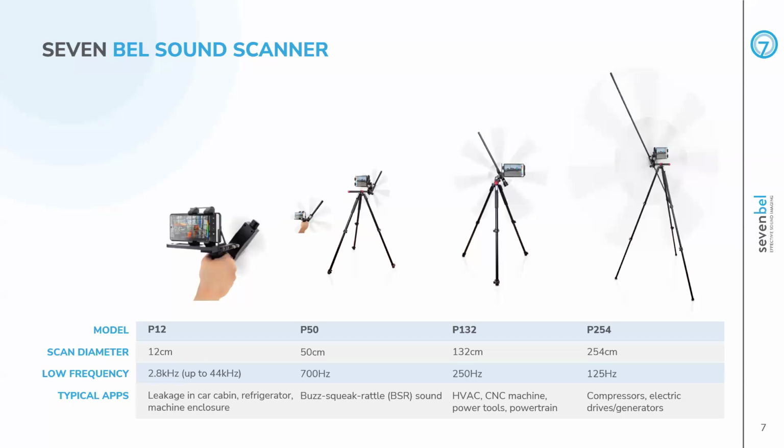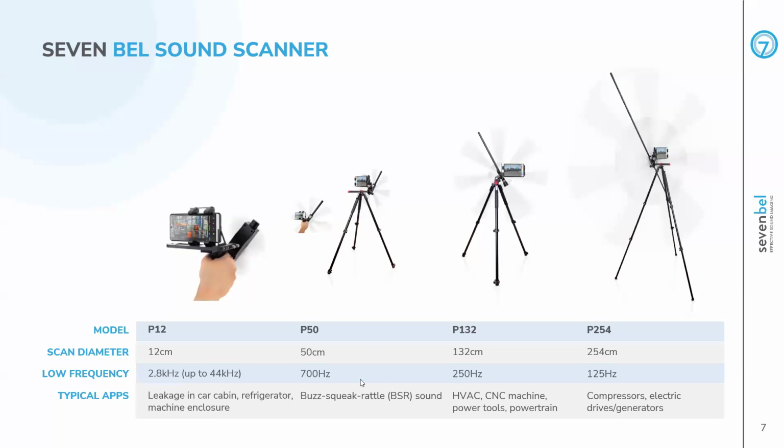The P132 has a diameter of 1.3 meters. Starting frequency is from 250 hertz upwards. It's very popular with companies and users active in the HVAC industry, vendors and manufacturers of CNC machinery, power tools, and also powertrain components in the automotive industry.